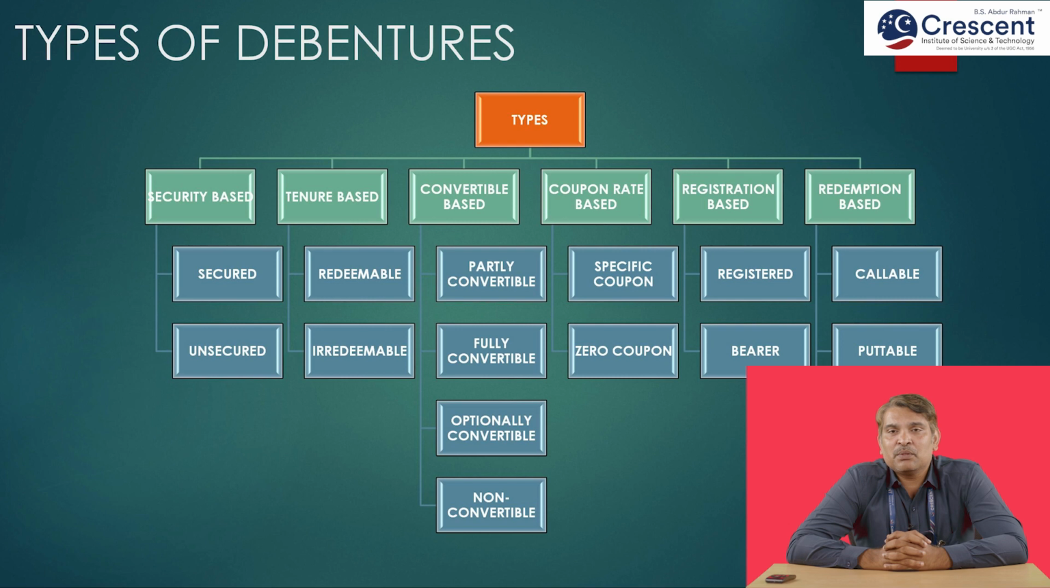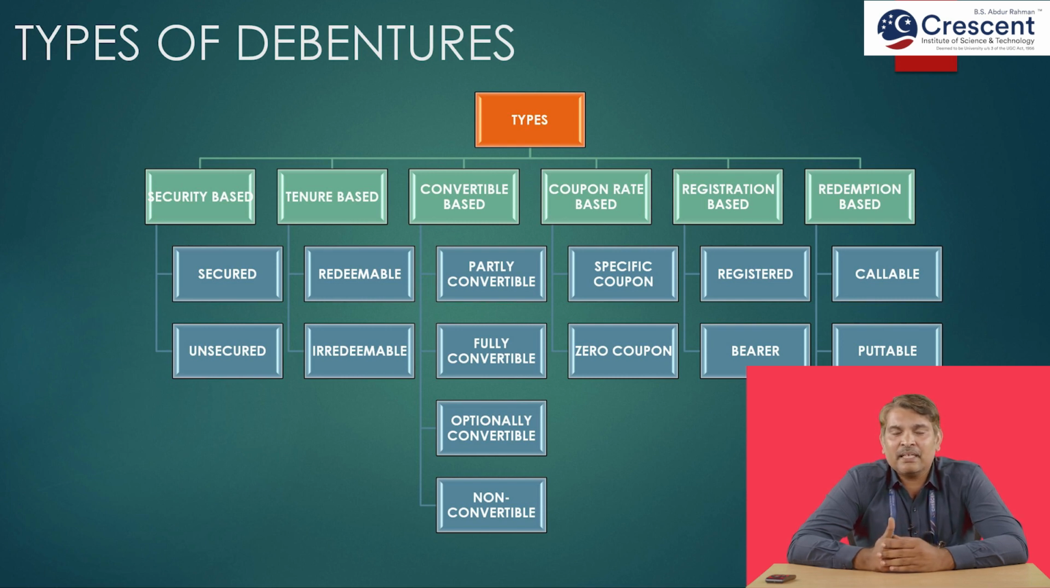Then it is redemption based. Here it can be callable, puttable, subordinate or participating. When it comes to a callable debenture, a company can call it back even earlier than the agreed term, that is 10 years or 5 years. The company has an option to buy back the instrument and pay. The opposite sense is called puttable. It starts from the investor's end.